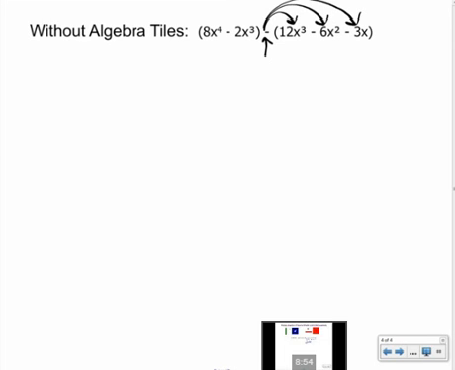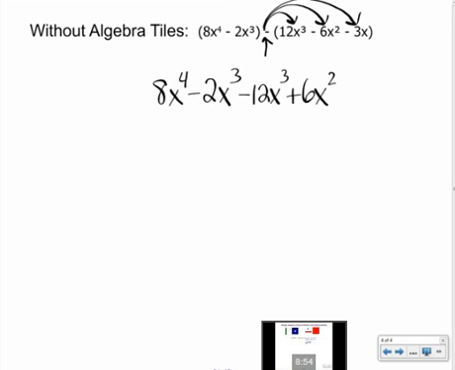Well, my first binomial here, 8x to the 4th minus 2x cubed, isn't actually going to change. It's not affected by that opposite sign, that minus sign. When I distribute my opposite sign, 12x cubed becomes negative 12x cubed, or minus 12x cubed. Negative 6x squared becomes the opposite of negative 6x squared, so it becomes positive 6x squared, or plus 6x squared. And negative 3x becomes the opposite, which is going to be positive 3x.